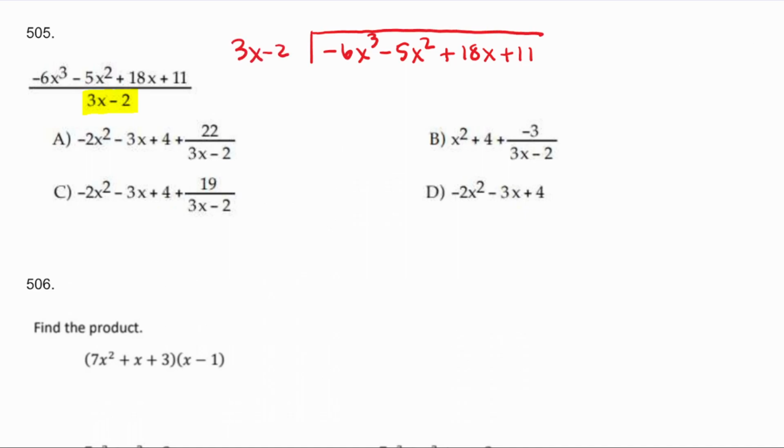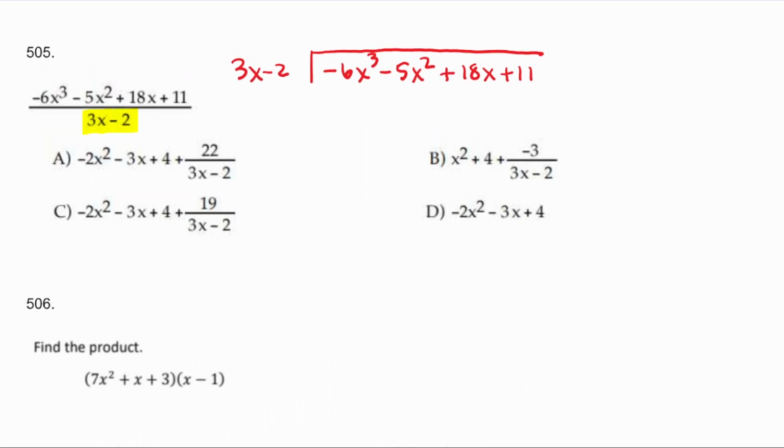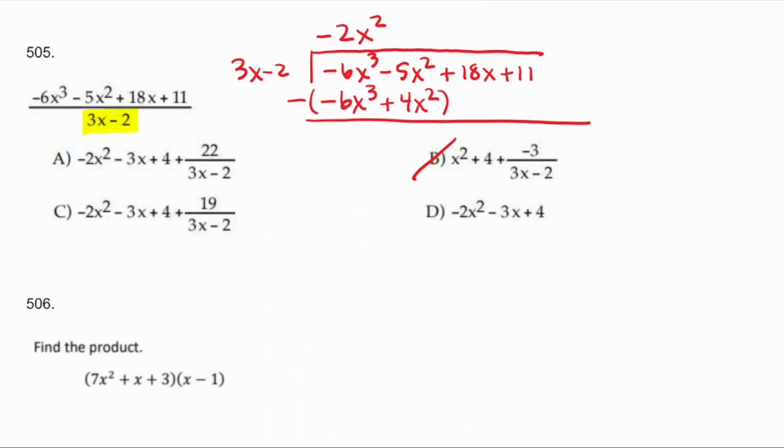So I start off by saying, what do I multiply 3x by to get negative 6x cubed? I think I'd multiply it by a negative 2 to get the negative 6, and then 2 more powers of x. Okay, so that's going to eliminate answer choice B. Then I'll take the negative 2x squared and multiply it onto the 3x minus 2, and so we'll get negative 6x cubed and positive 4x squared. Then I'm going to subtract this away. I'm going to be left with no x cubes. Negative 5 minus 4 is negative 9x squared. Drop down the plus 18x.